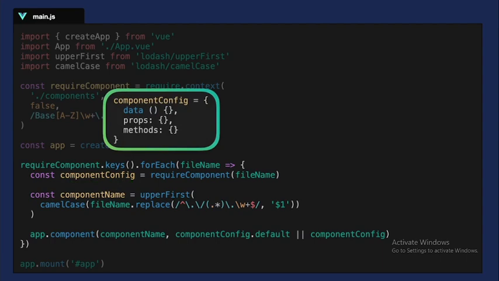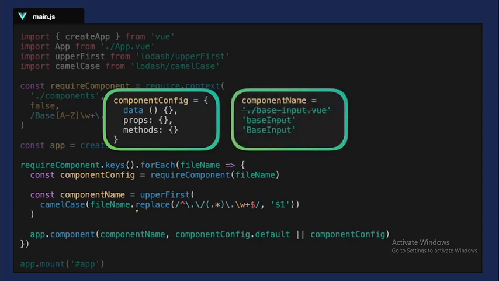Next, we will use Lodash's upperFirst and camelCase functions along with a regular expression to parse our file names. The regular expression here will strip anything before the component name and the extension, leaving us with just the name of the component, base input. As you can see in the example above, even this ./base-input.vue will get parsed into base input. The regular expression here will strip anything before the component name and the extension.